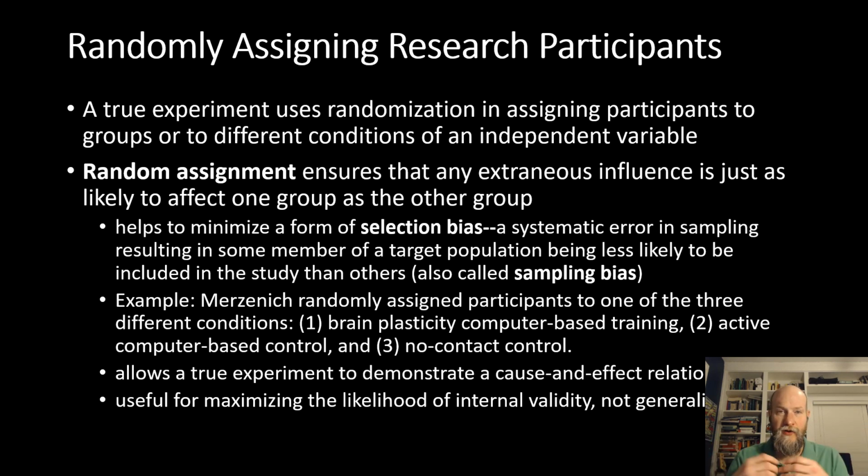It's never going to be perfect. There's always going to be error. There's always going to be extraneous influence, but you can minimize it and therefore increase the strength of your argument regarding cause and effect. So this is useful for really maximizing the likelihood of what we call internal validity, right? Our ability to make an argument about cause and effect. It doesn't necessarily have a huge influence on generalizability, but it does help with our ability to talk about cause and effect.